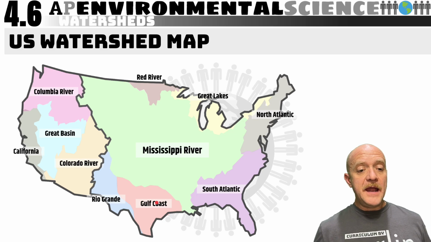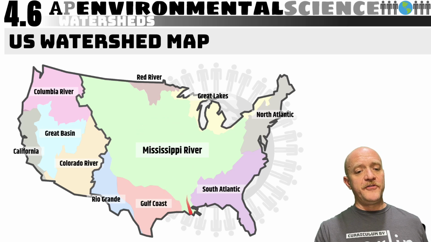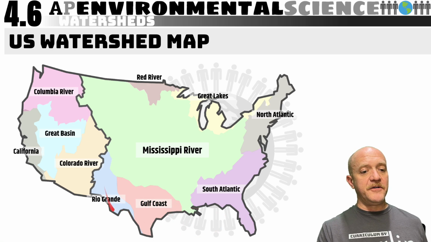Now, our watersheds in the United States, these are areas where the Mississippi River will drain into the Gulf of Mexico. All of the water here will eventually drain into the South Atlantic. Over here, this will drain into the Gulf Coast. The Rio Grande, which is right along here, drains to the Rio Grande. This will drain through the Colorado River out into the Pacific.